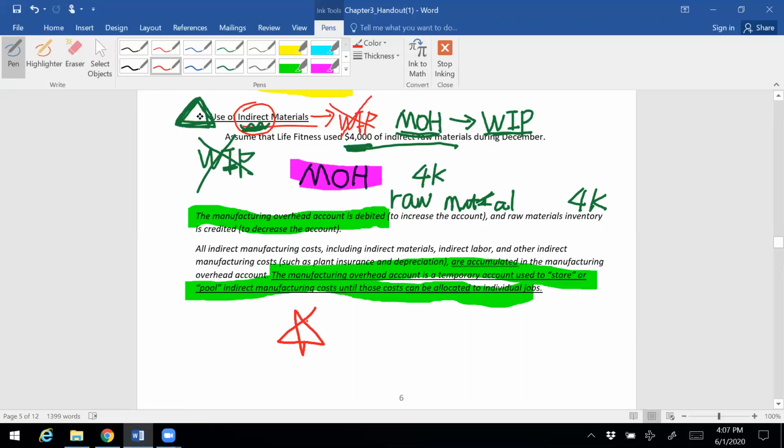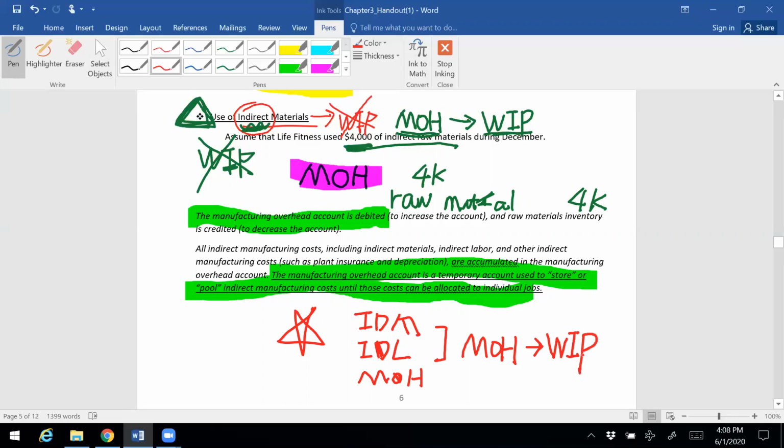So this is the key for the indirect material, for the indirect labor, and then for all the other manufacturing overhead, you have to first go to your manufacturing overhead account. You pour water in that swimming pool, and then when you allocate it, you know how much goes to this specific job, and then we increase work in process.